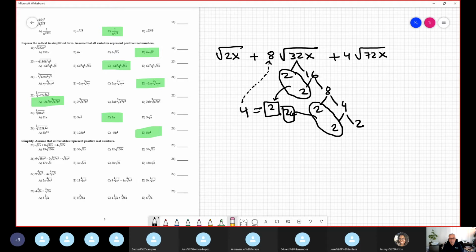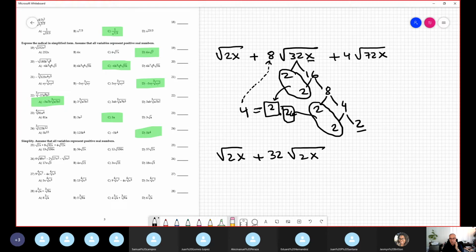Now, so far, my problem says radical 2x, which I don't touch, plus 32 radical something, and this 2, and this x. Okay, I cannot simplify any more, 2x. You follow me?